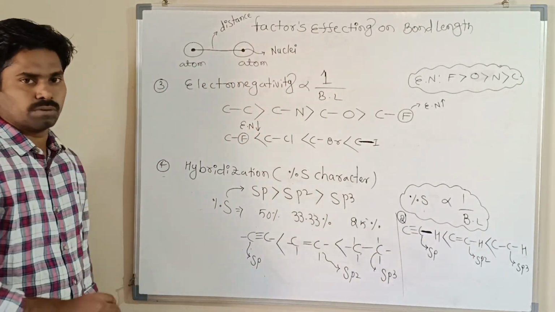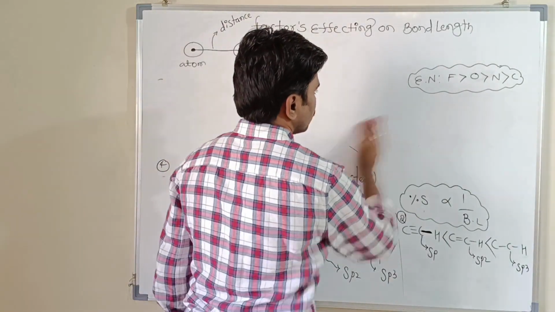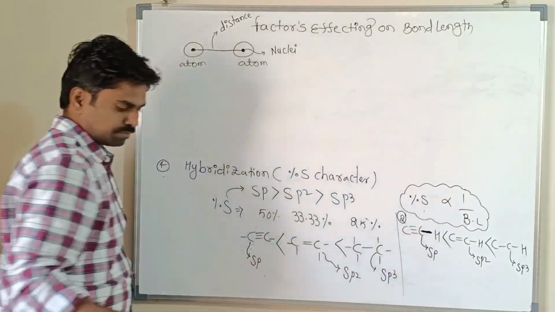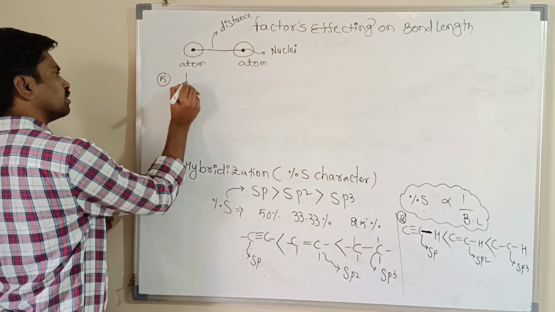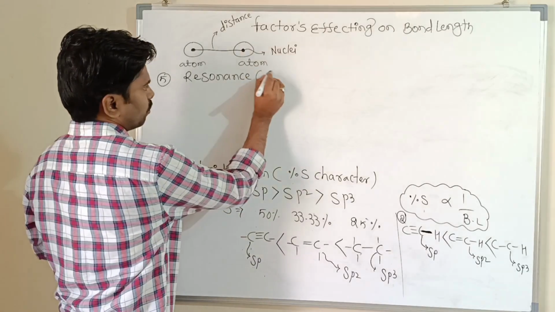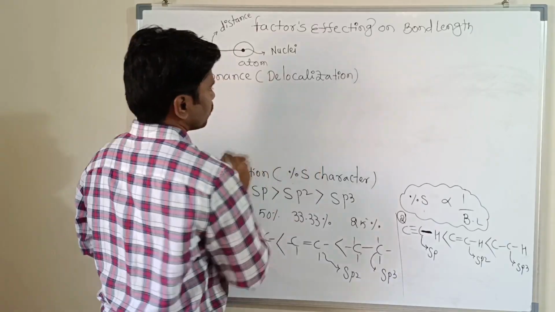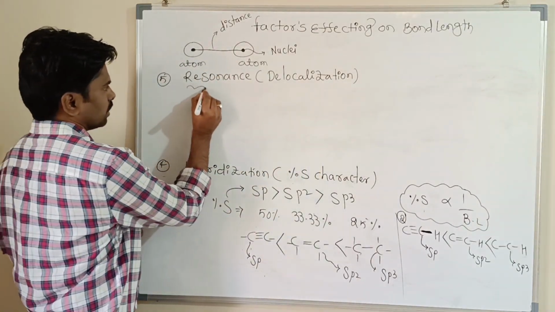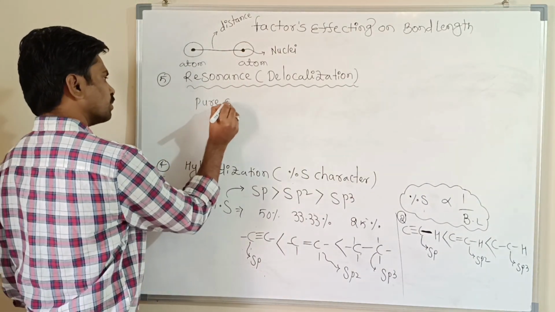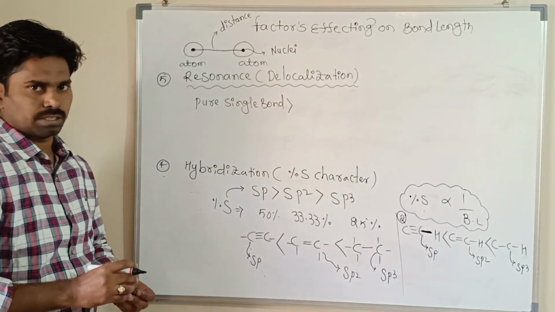This is the fourth case. Next, I will give the fifth case, that is resonance. So how does resonance affect the bond length? The fifth factor is resonance. In this case, delocalization is possible. First, we have to remember that a pure single bond has the highest bond length.